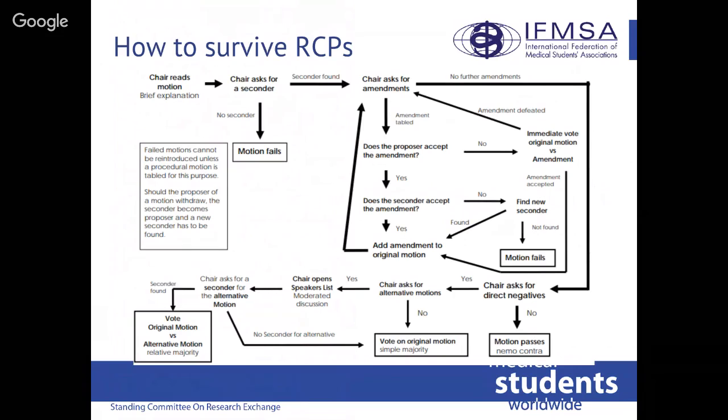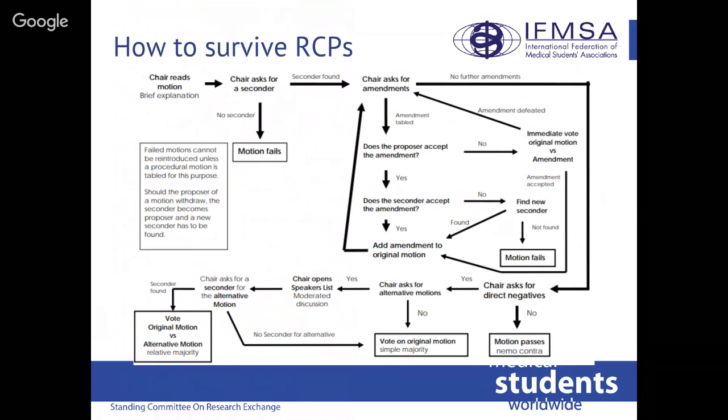The chair will read the motion and then allow the proposer to give an explanation. Then the chairperson will ask for a seconder. A seconder is basically a person that agrees with this proposal being accepted, or at least being brought up for voting. If there is no seconder to the proposal, the motion will fail. If a seconder is found, then the chairperson will ask for amendments.